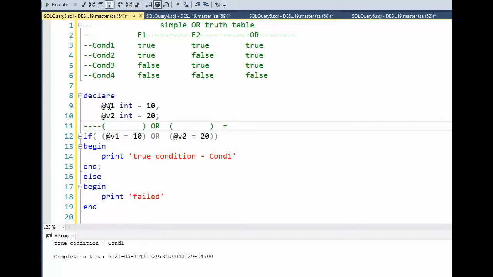So here you can see I have declared V1 as 10 and V2 as 20. So I come here to my first expression. Is V1 10? That's true. Is V2 20? Yes, that's true. So true and true is true. So we know that this is the true zone. This is the false zone. So it tells us to execute the true zone.